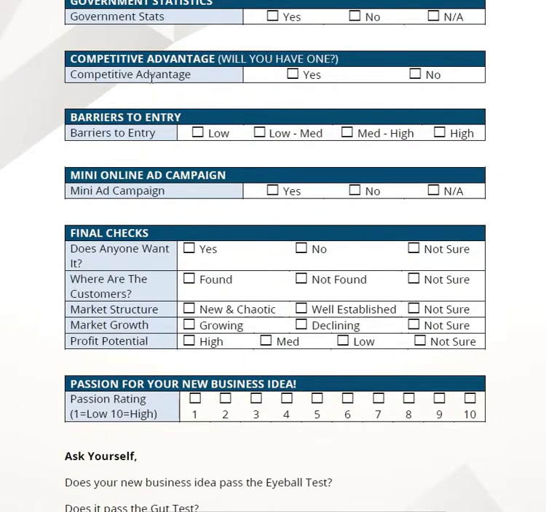Competitive advantage. So you've got to be really honest with yourself, and you've got to say, do I have a competitive advantage? What can I do? What am I going to do that's different to what's already been done? How am I going to add value in a sustainable way? How am I going to stand out from the crowd?